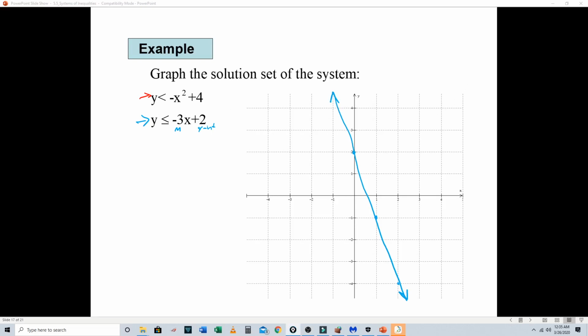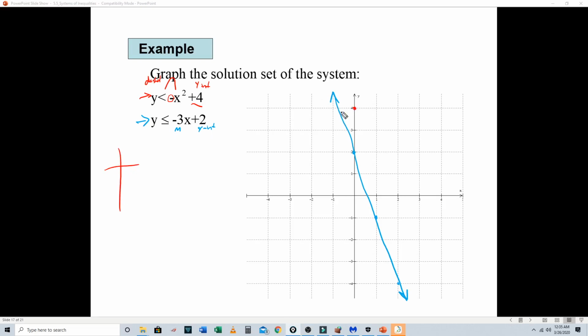Now, the red one, that right there is a parabola. If you remember a parabola, negative means it's going to be opening down, and this is the y-intercept. So starting at positive 4, also it's dashed. Positive 4, it's going down. Now, you could do a T-chart if you want.